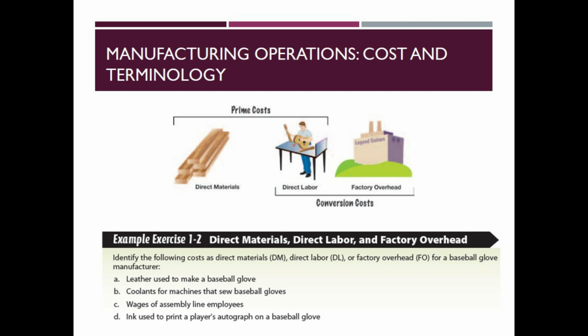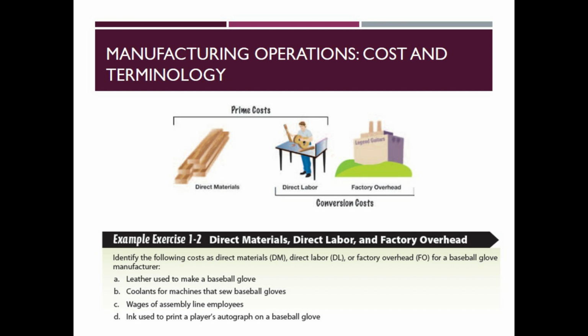Okay? So with those three terms, direct materials, direct labor, and factory overhead, we now go to the other definitions. So the prime cost and the conversion cost. So this actually stems from the three major terminologies of manufacturing costs. So for the first one, the prime cost is actually the direct materials and the direct labor. So this is referred to as prime cost.